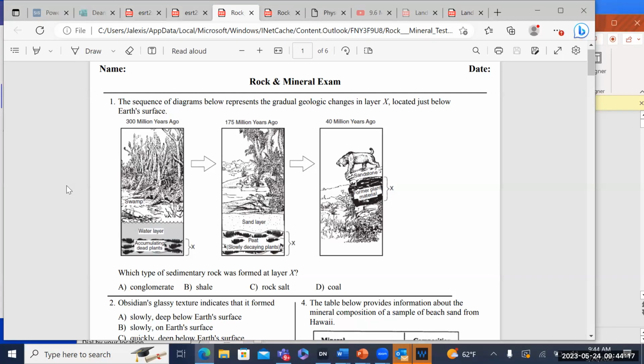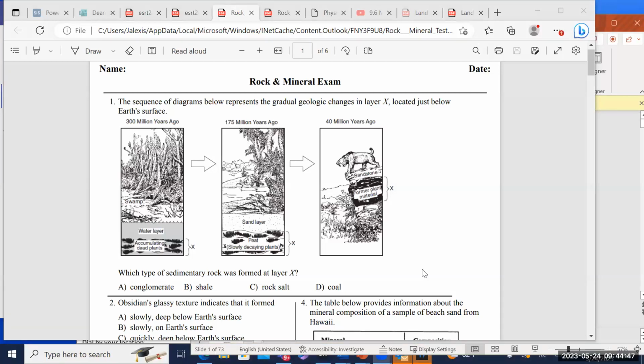Question one says, the sequence of diagrams below represents the gradual geologic changes in layer X located just below Earth's surface. What type of sedimentary rock was formed at layer X? All right, so there's something about the diagrams that's going to give us clues as to how to solve this problem.